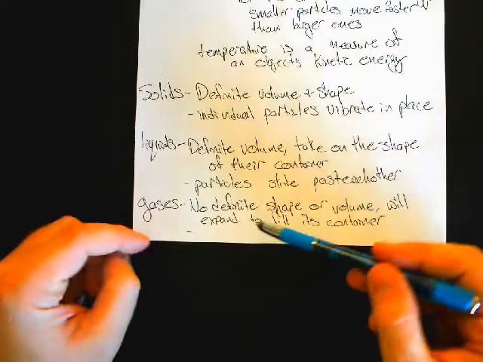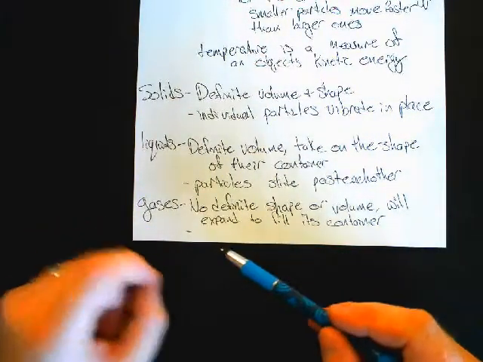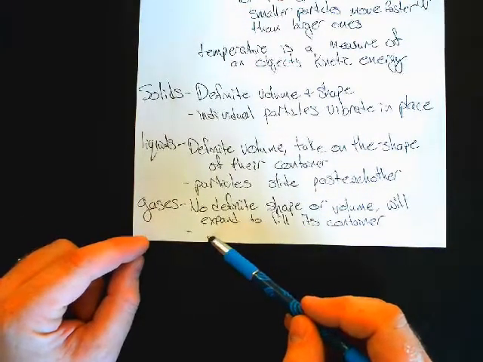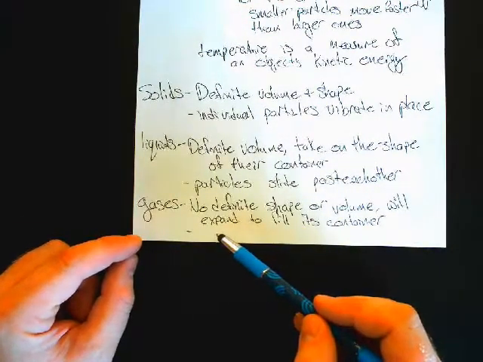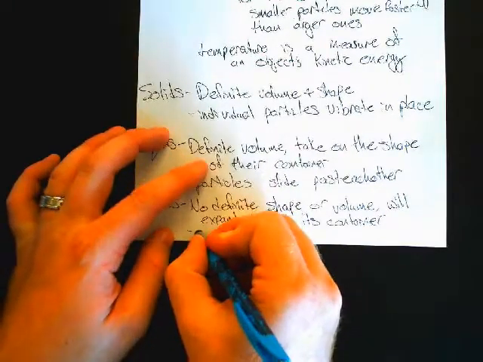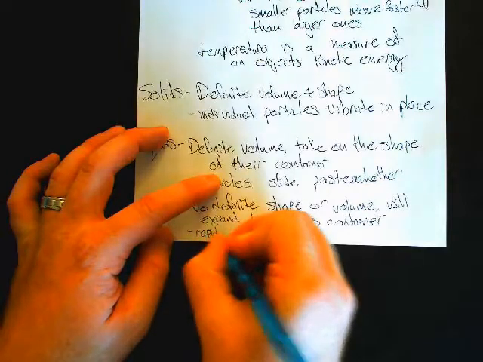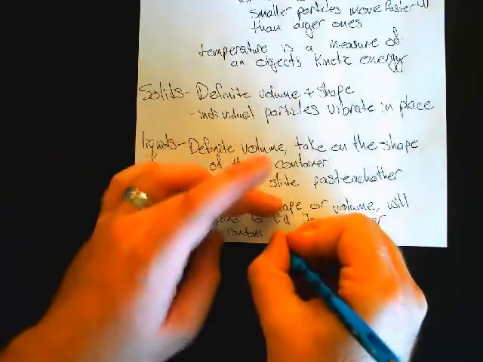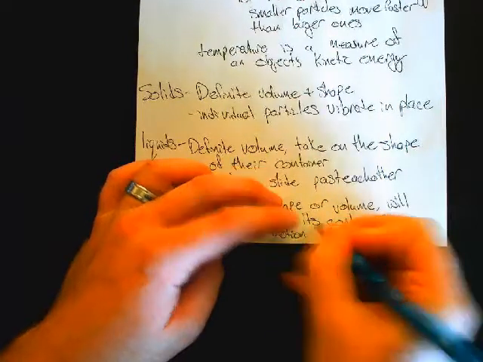So gases, the individual particles, are in utter chaos. They're flying by randomly. They have no attractive forces between each other. They're just going wherever they please. So rapid, random motion between particles.